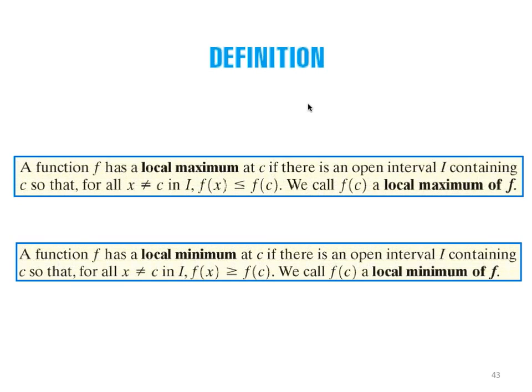So a function f has a local maximum at c if there is an open interval I that contains c such that for all x not equal to c in your interval I, f of x is less than or equal to f of c. And then the same is true for a local minimum, and that's where we have f of x greater than or equal to f of c. Now, these are easiest to just kind of get used to noticing instead of actually using this definition.